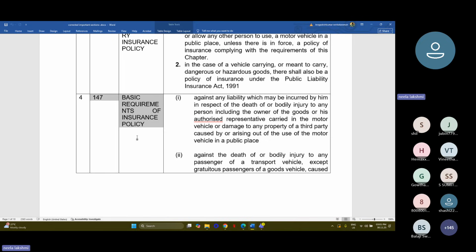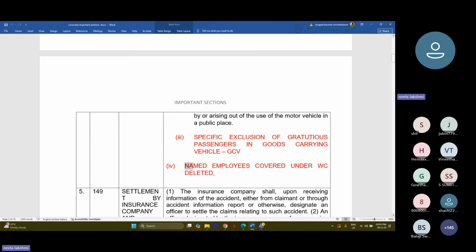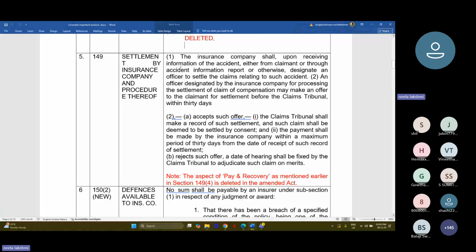Especially what is excluded in this? The gratuitous passengers. Specific exclusion of gratuitous passengers in a goods vehicle. Already we saw who is a gratuitous passenger, who is a non-fare paying passenger, or who else is a friend or known person to the driver or conductor or cleaner of the vehicle, who is carried for free service. Okay. Next one, named employees. That means driver, conductor, cleaner are all removed from the WC and they are covered as a third party now. They are removed from the WC point of view and they are covered as basic third parties.